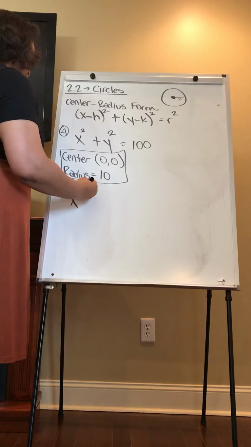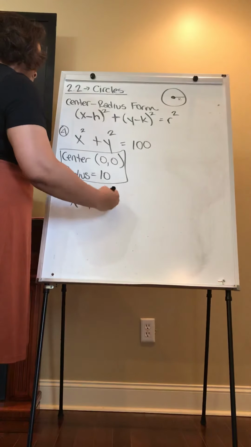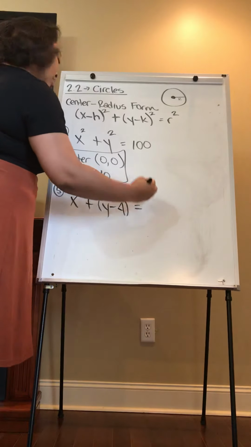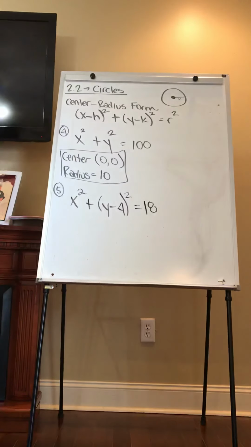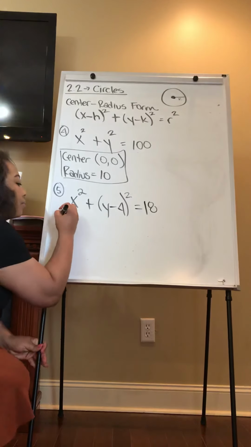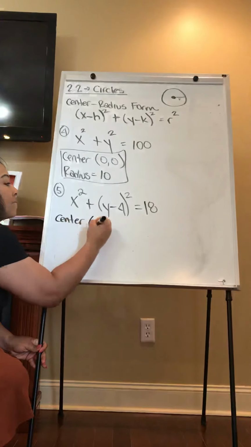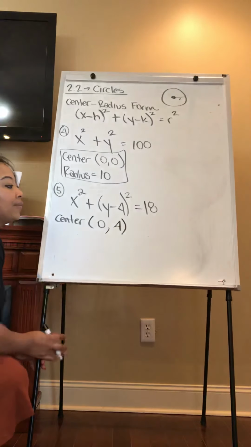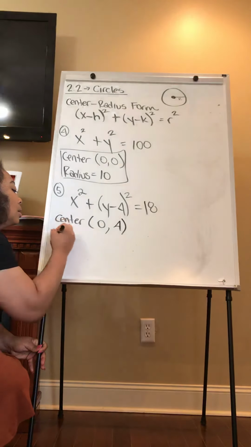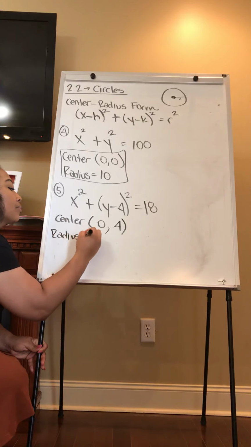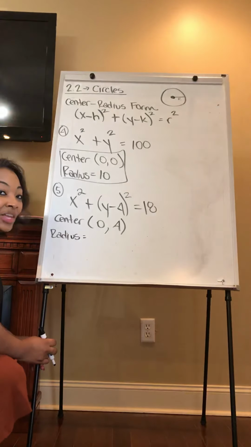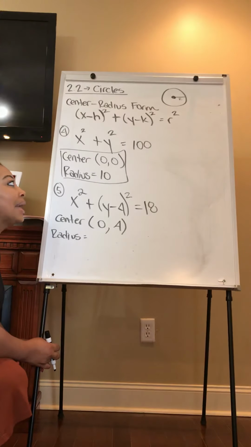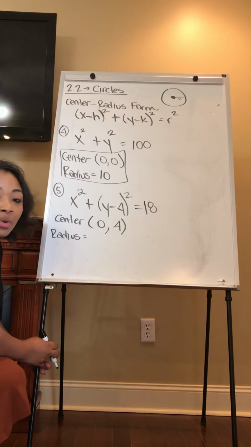What about the equation x squared plus (y minus 4) squared equals 18? So that center would be 0 for my x and a positive 4 for my y. Now the radius, I did not give you a perfect number. That's the reason why I want to give you an example to show you that my last number doesn't always have to be a perfect square root.